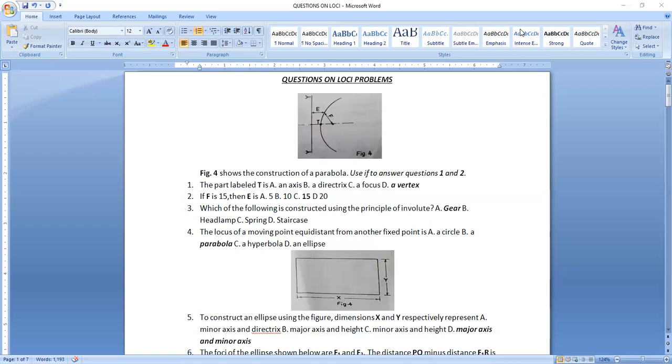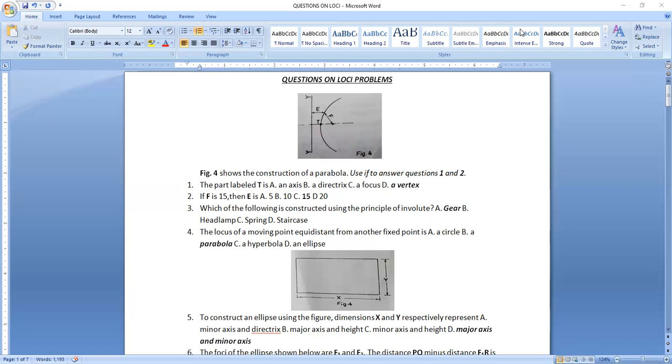So I'm talking about the construction of ellipse, the construction of parabola, the construction of hyperbola, the construction of cycloid, epicycloid, hypocycloid. We are talking about problems on spiral, involute, helix, and so on. Link mechanism is also part of it. So the questions relating to those special curves on Loci are the ones that I put here. I'll be providing answers to them one by one.